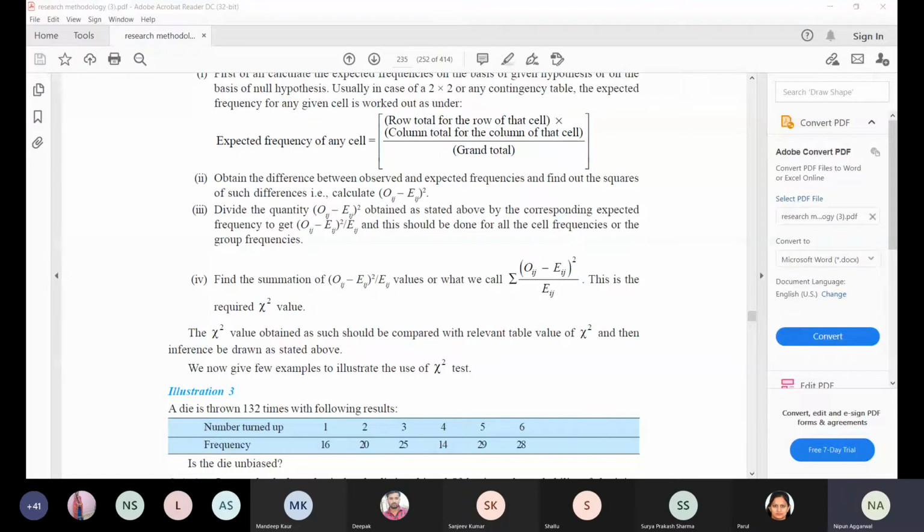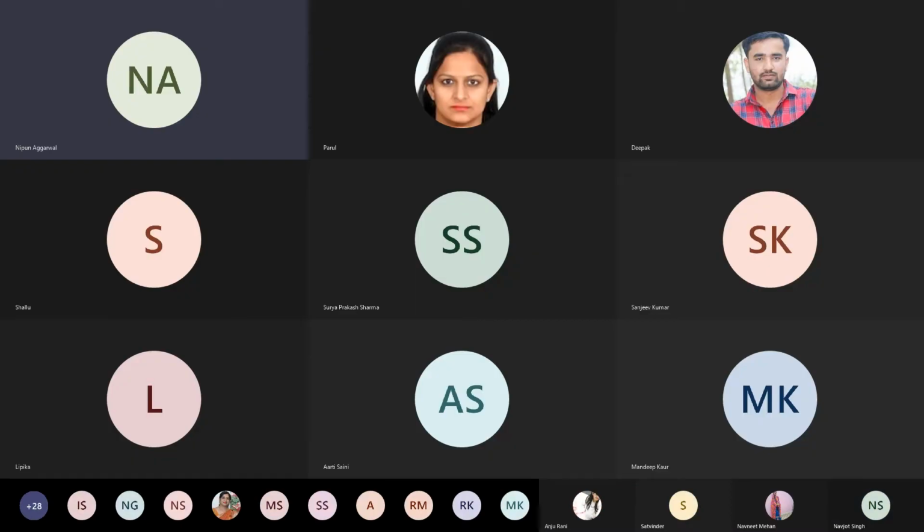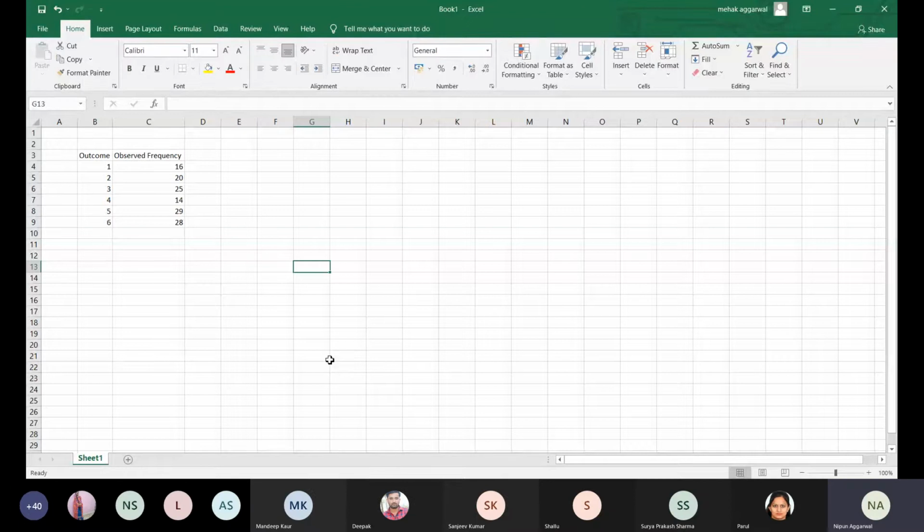Now the Excel sheet is visible. These are your outcomes: 1, 2, 3, 4, 5, 6 can be the outcomes of a dice, and the observed frequency is given to you as 16, 20, 25, 14, 29, and 28. The total comes out to be 132.